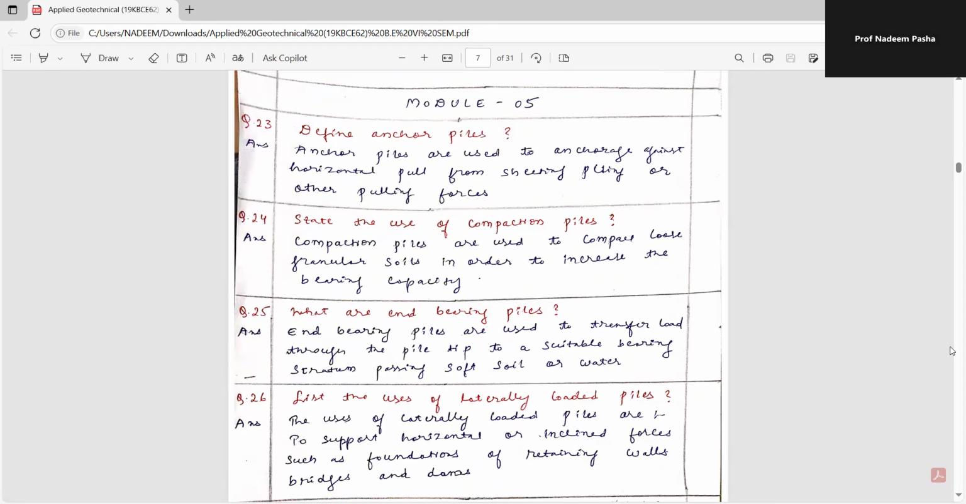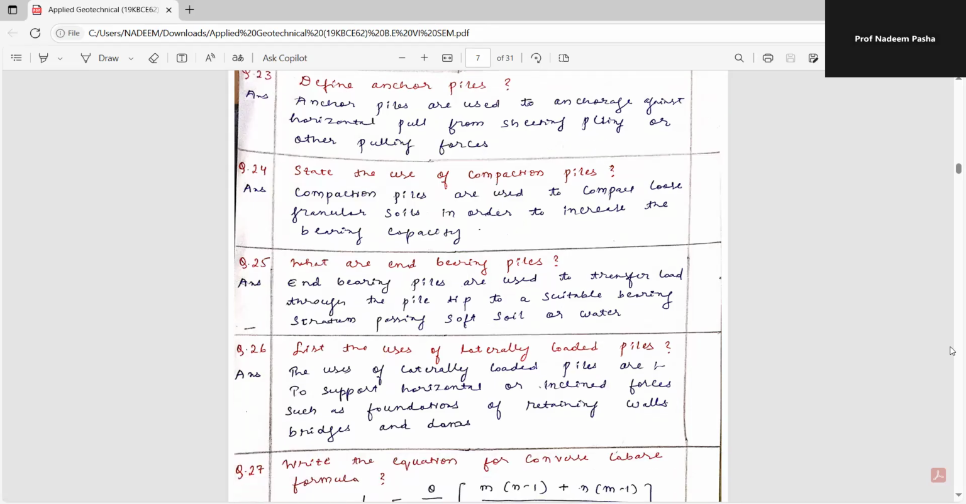Next is anchor piles. How do you define anchor piles? Anchor piles are used to provide anchorage against horizontal pull from sheet piles or other pulling forces. Compaction piles are used to compact loose granular soil in order to increase the bearing capacity. End bearing piles are used to transfer load through the pile tip to a suitable bearing stratum, passing through soft soil or water.